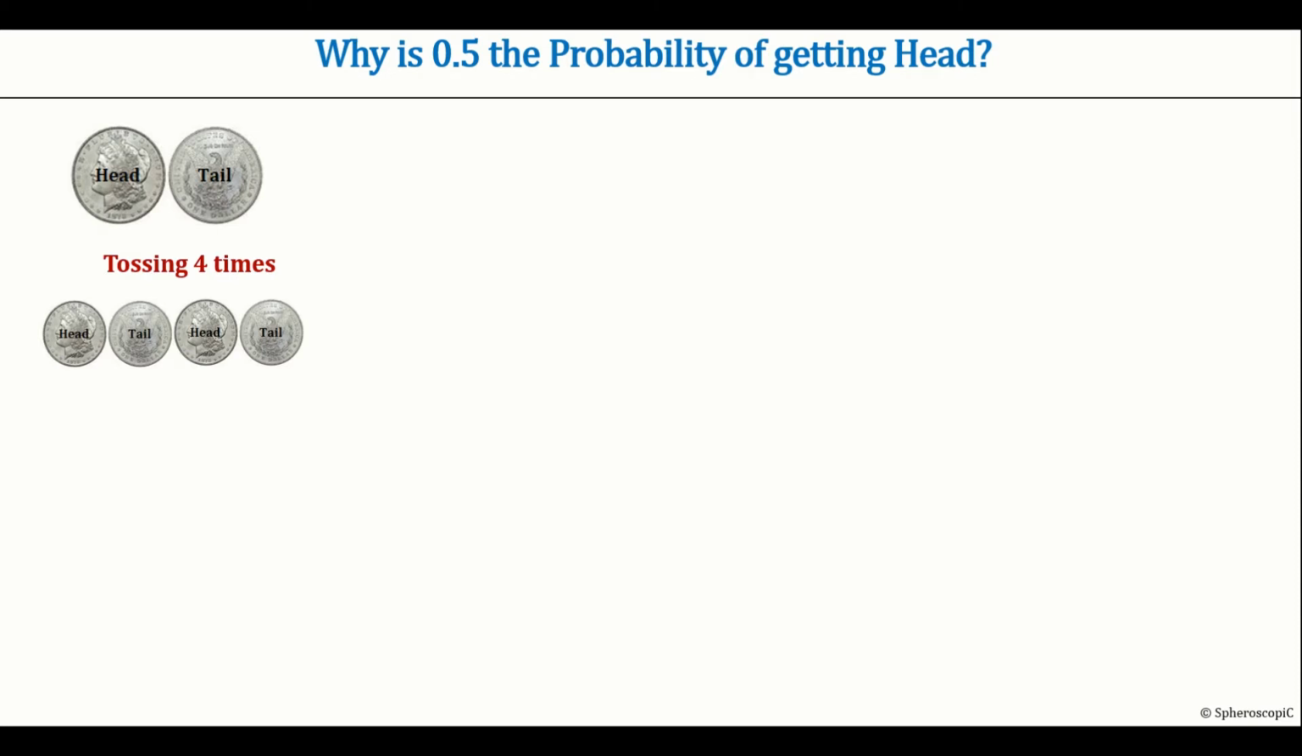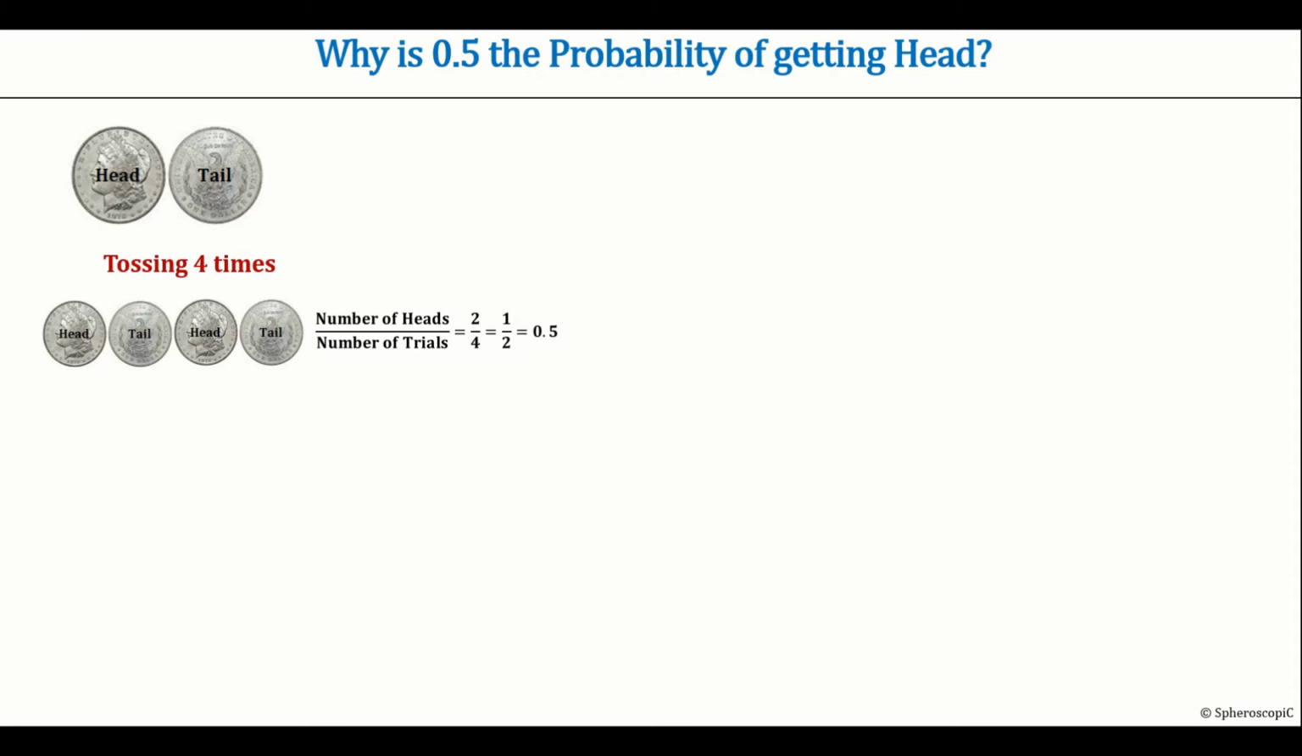So we can get a ratio of number of heads to number of trials. Number of heads is 2 here and we tossed 4 times. So number of trials is 4. Hence the ratio is 2 by 4 equals 0.5. Perfect. Makes sense. Probability of getting head is also 0.5 as we say.